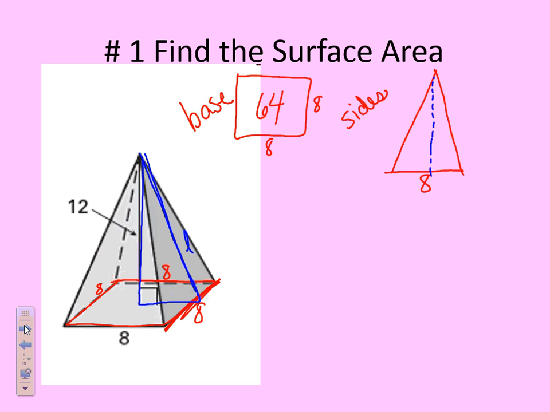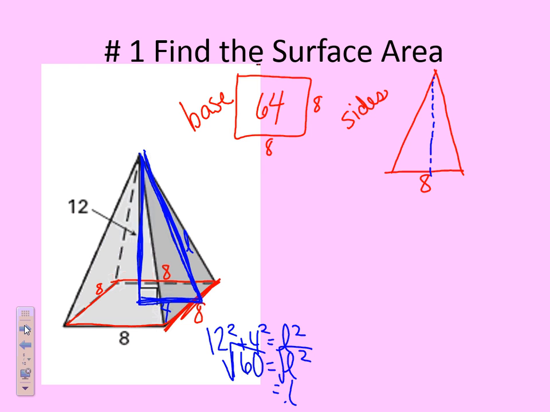Think about how long this piece down here would be. That would just be 4, right? Because it's half of 8. And I have a 12 going straight up and down. And I could use the Pythagorean theorem to find this slant height, which would tell me the height of those triangles. So here's my setup. I'd go 12 squared plus 4 squared would be the slant height squared. And now if I go to my calculator and I type in 12 squared plus 4 squared, that's 144 plus 16. That's 160. And I take the square root of 160 to get the L alone.